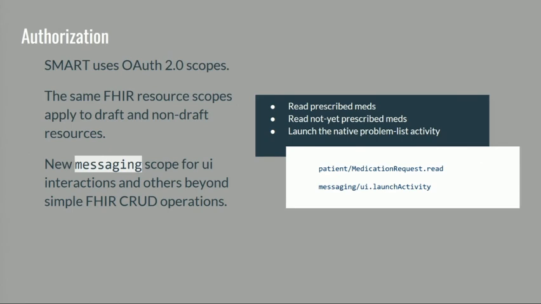Now, from an authorization perspective, this is actually pretty straightforward. It's going to use the OAuth 2.0 scopes. In fact, for those Scratchpad type of interactions, we decided to just leave that with a simple patient medication request, for example, .read, that would refer to both persisted medication requests and things that are still in memory, just for simplicity's sake. And then a second scope, the new scope, is messaging/ui.launchActivity or messaging/anything. That's the newer scope that's focused on those UI interactions.